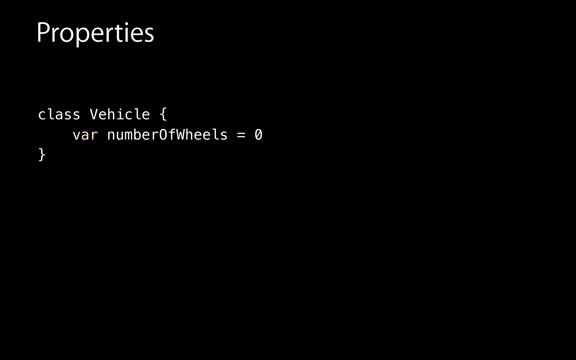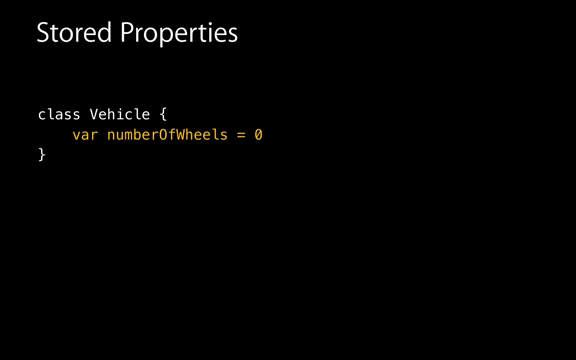Now, a big difference that we have in Swift from Objective-C is that we don't have any distinction between instance variables and properties in Swift. They are one and the same thing. And in fact, this, var number of wheels equals 0, is all you have to write to define a property. Swift provides the backing store for you. You don't have to define it yourself. And it handles all access to that backing store for you as well. Now, in this case, where we're just storing a value, these are known as stored properties.